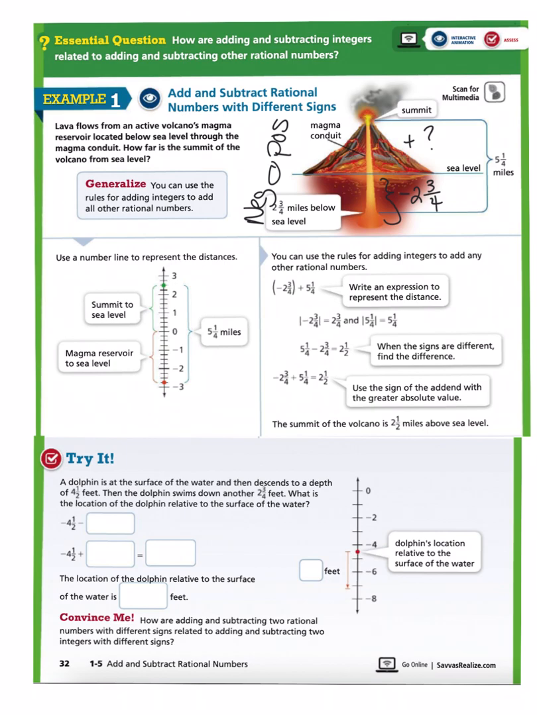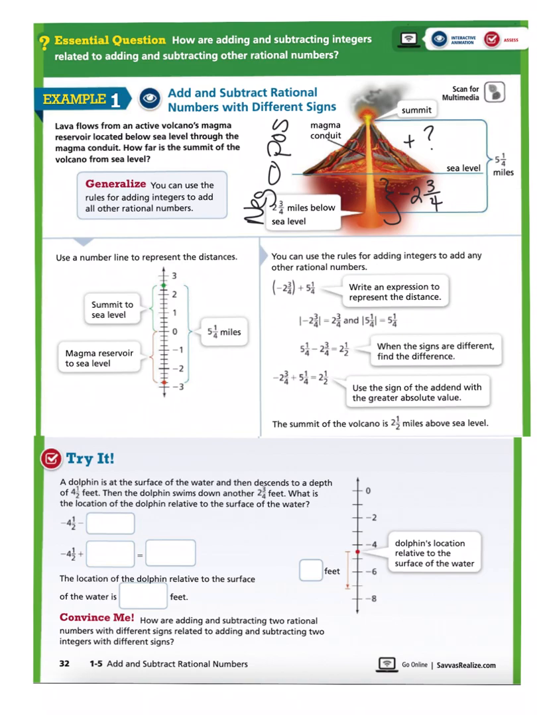So they show us over here on the number line where the summit level is, the part we're trying to figure out. This is the whole thing, and then this is the negative part that we know. So you can use the rules of adding integers to add any other rational numbers. So this is that negative 2 3/4 that's below sea level. This is the whole thing. If we add them together, we'll get an expression that represents the distance. So we find when we have our number, we're adding opposites. So if the signs are different, we can take the absolute value and then subtract them.